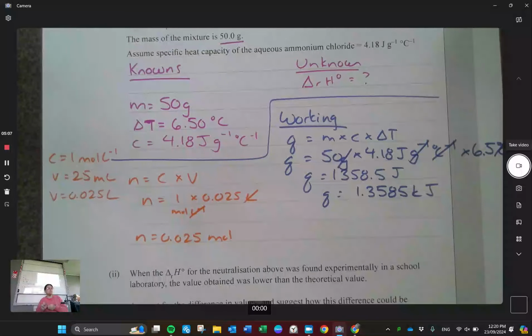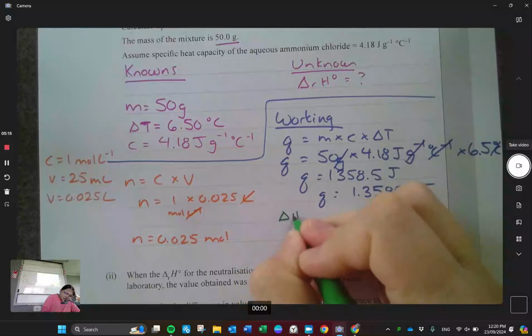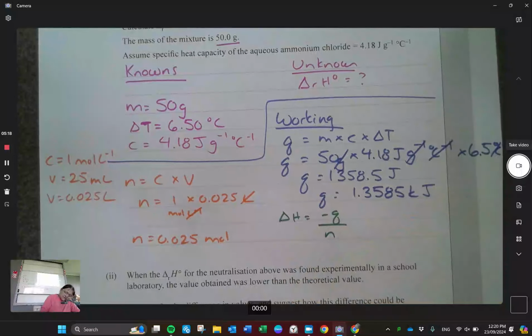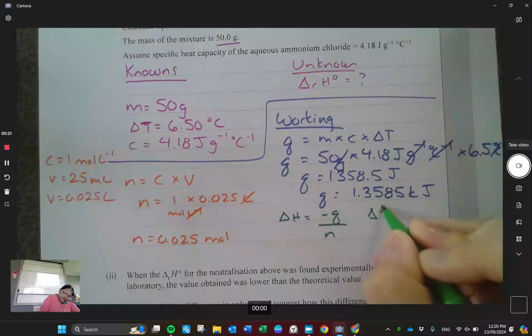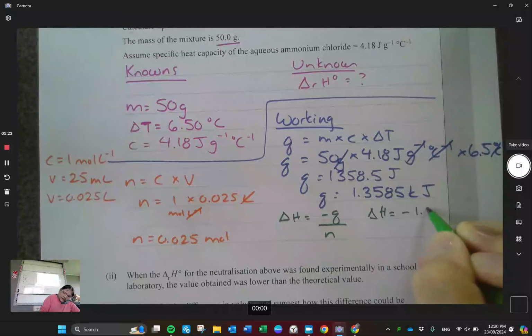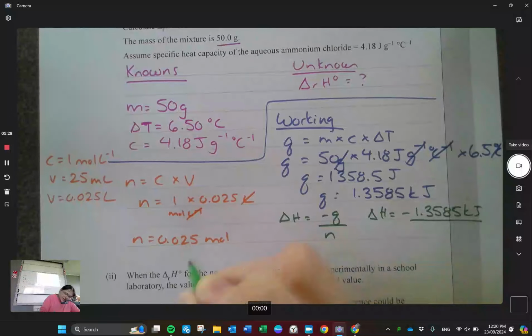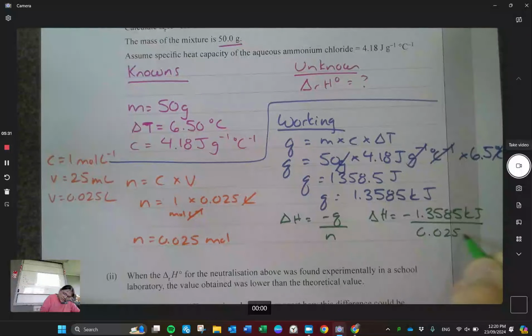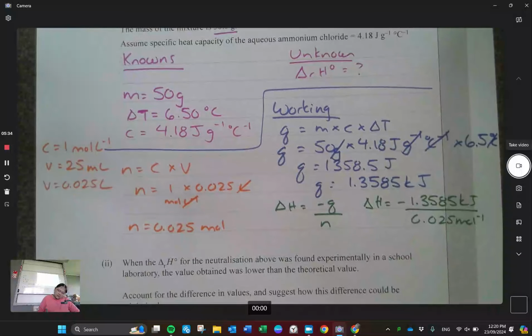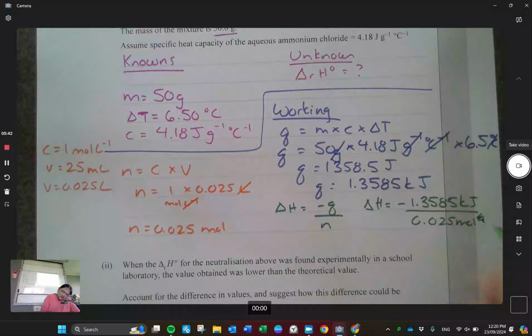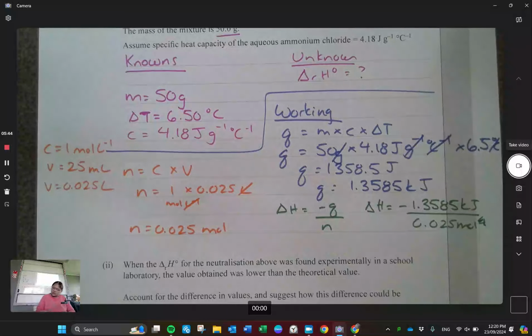We good? Now I just smash everybody together. So delta H is equal to my negative Q divided by my N value. So I have delta H is equal to negative 1.3585 kilojoules divided by 0.025 moles. Just making sure I got this right though. Oh, sorry, moles, not per mole. All right, do that math there.